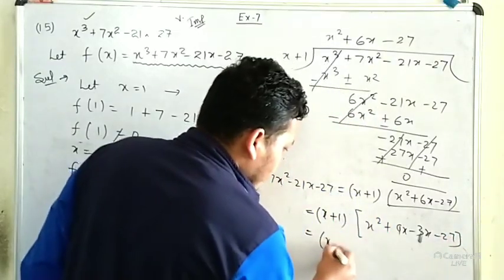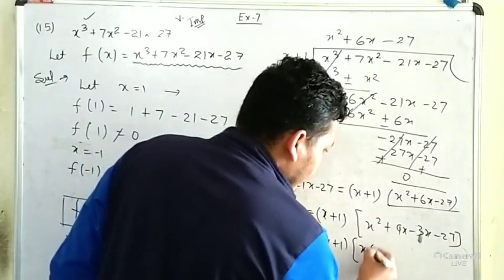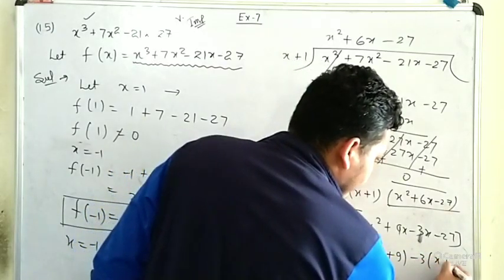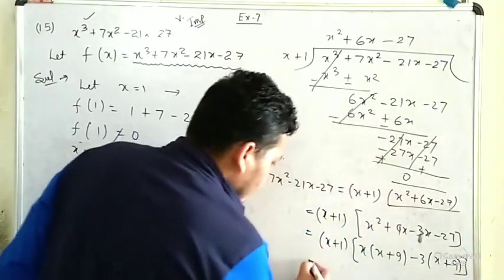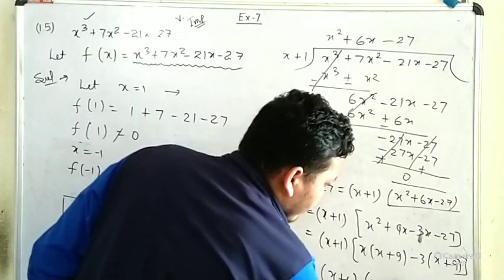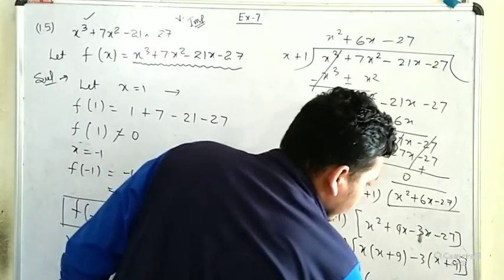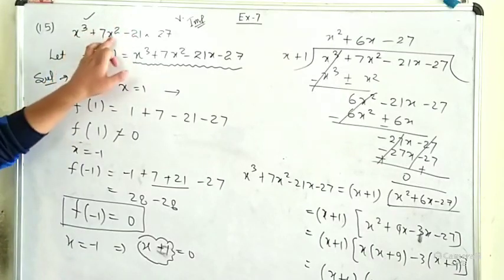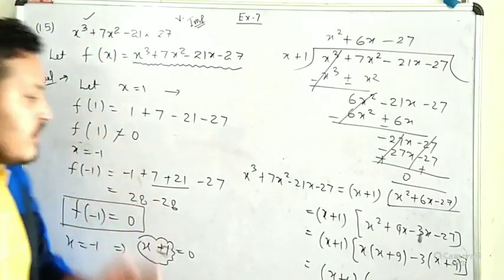So then x plus 1 is here, then x common, x plus 9, minus 3 common, then x plus 9. So what are the remaining two factors? x plus 1, next x plus 9 is common, next x minus 3. So these are the three factors of the given expression, x cube plus 7x square minus 21x minus 27.